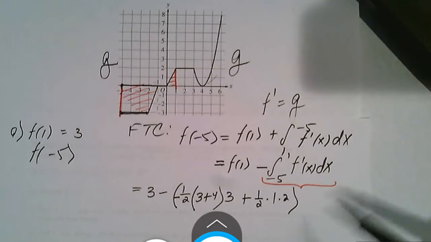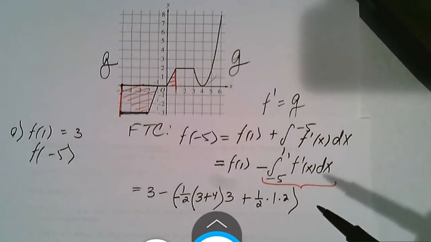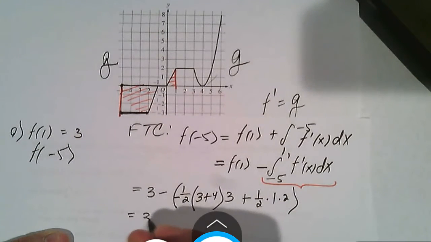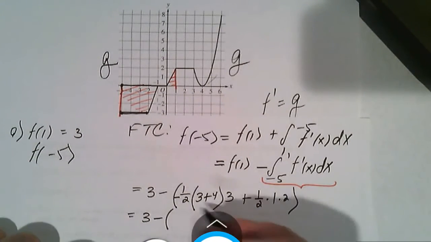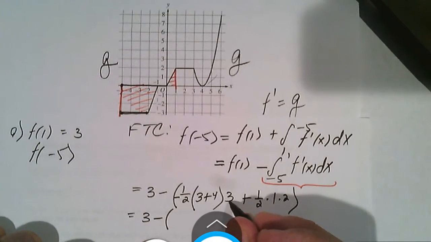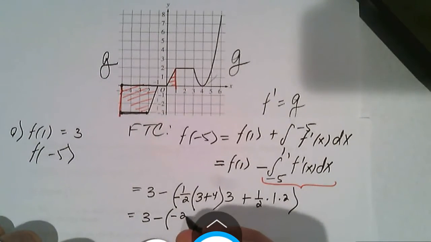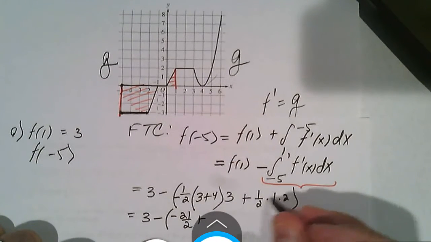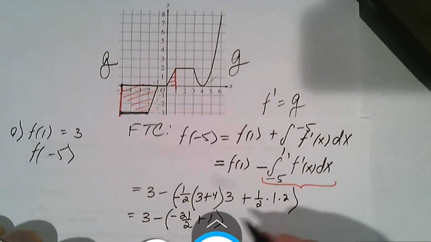You can simplify this if you want to, but there is absolutely no need for you to do that. For those of you that are curious about the simplification, 3 plus 4 is 7, times 3 is 21. 1/2 of that, I'm going to get -21 over 2, plus 1/2 times 1 times 2, well that's 1.